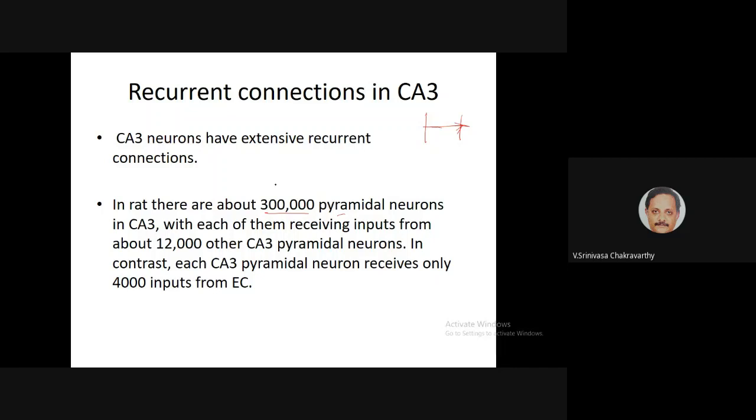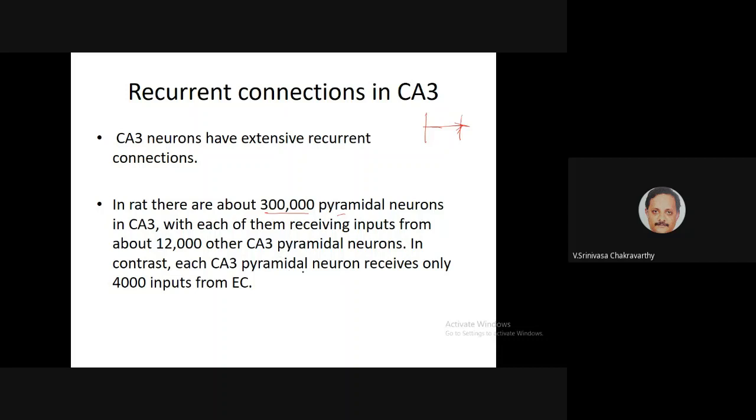So CA3 has lots of recurrent connections, a lot of internal connections among CA3 neurons. In rat, there are about 3 lakh pyramidal neurons. These pyramidal neurons are a very commonly found family of neurons in the brain. They are found all over in the cortex and also in subcortical structures. In CA3 itself, there are about 3 lakh pyramidal neurons, each of them receiving inputs from about 12,000 other pyramidal neurons.